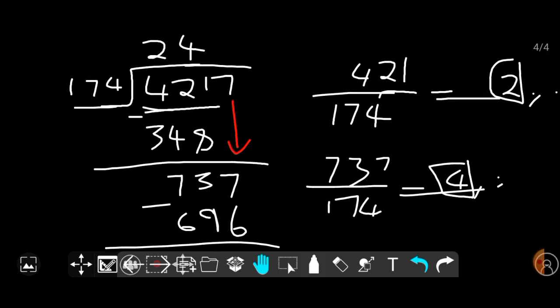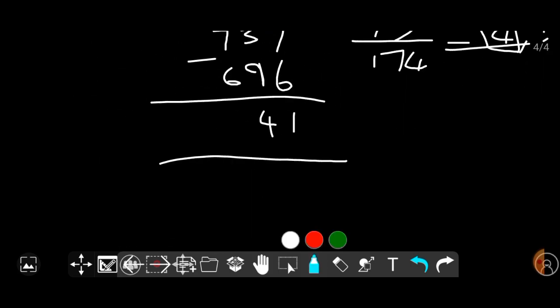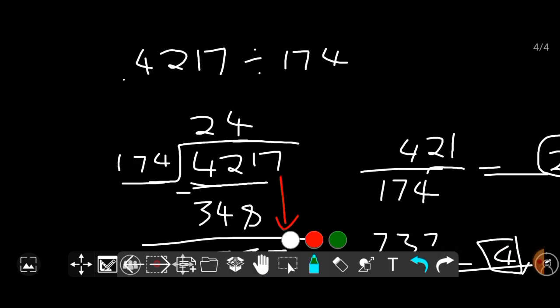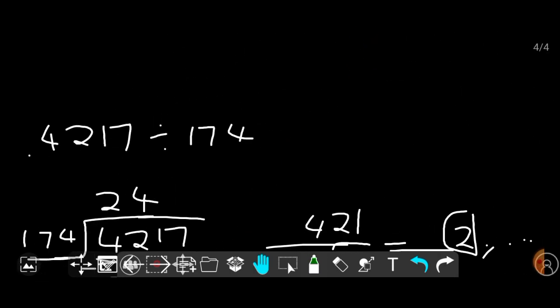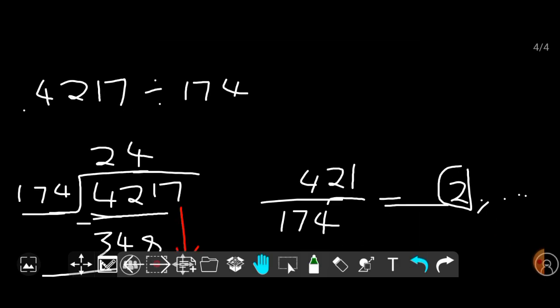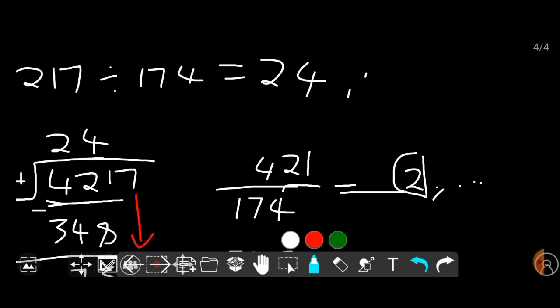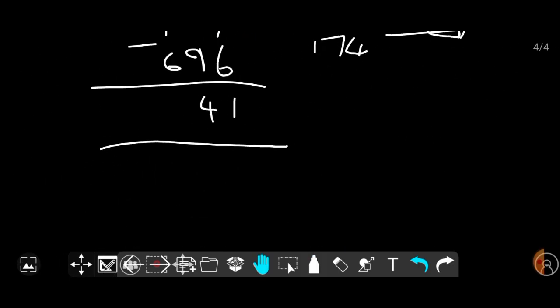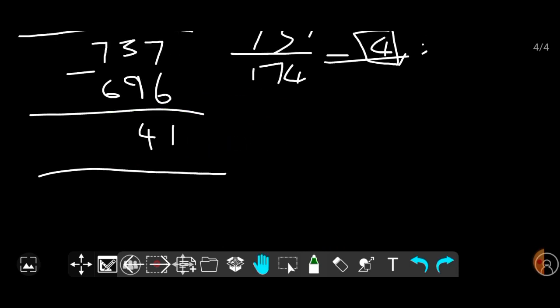There's no other number I can bring down, so this is my final answer. Remember, the answer need not be 0 when you use long division. Just because you don't get 0 doesn't mean it's wrong. It just means this 41 is the remainder. So you say your answer is 24. It's like saying 4,217 divided by 174, the answer will be 24, but with a remainder. A remainder of what? This is your remainder, which is 41.